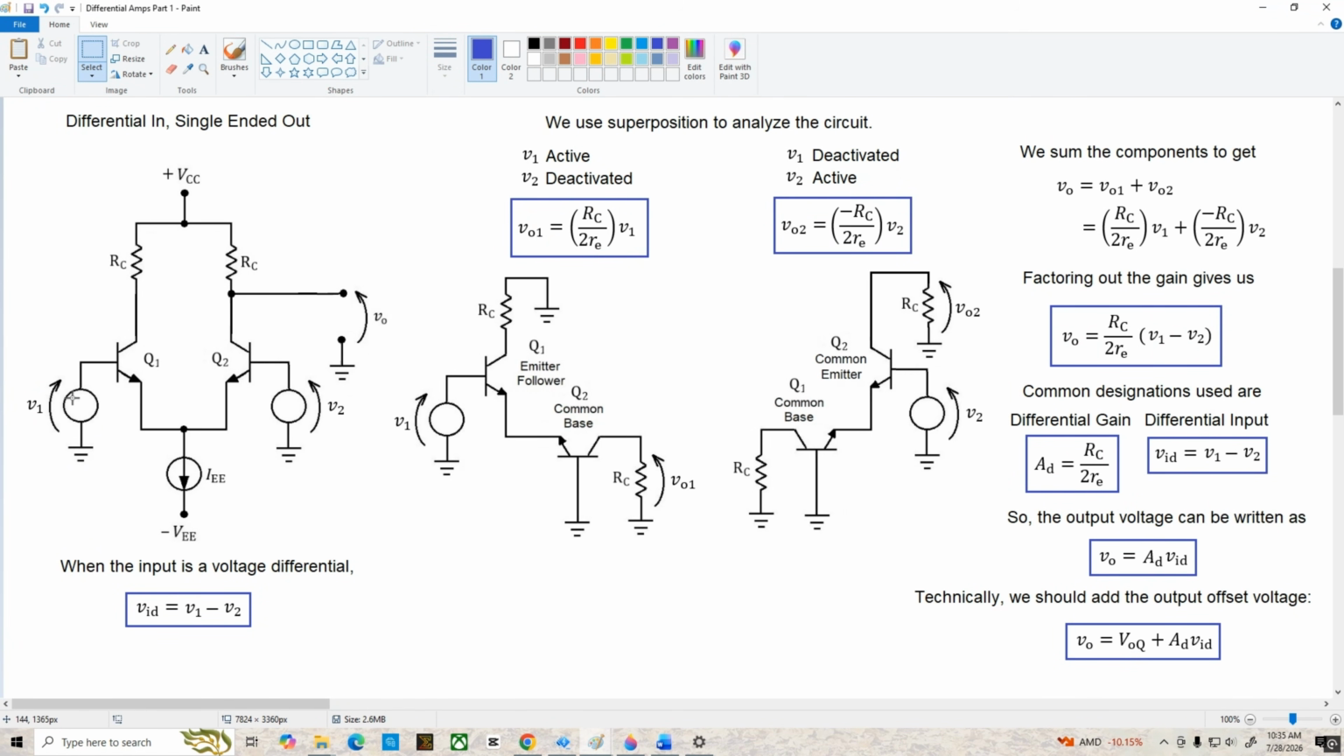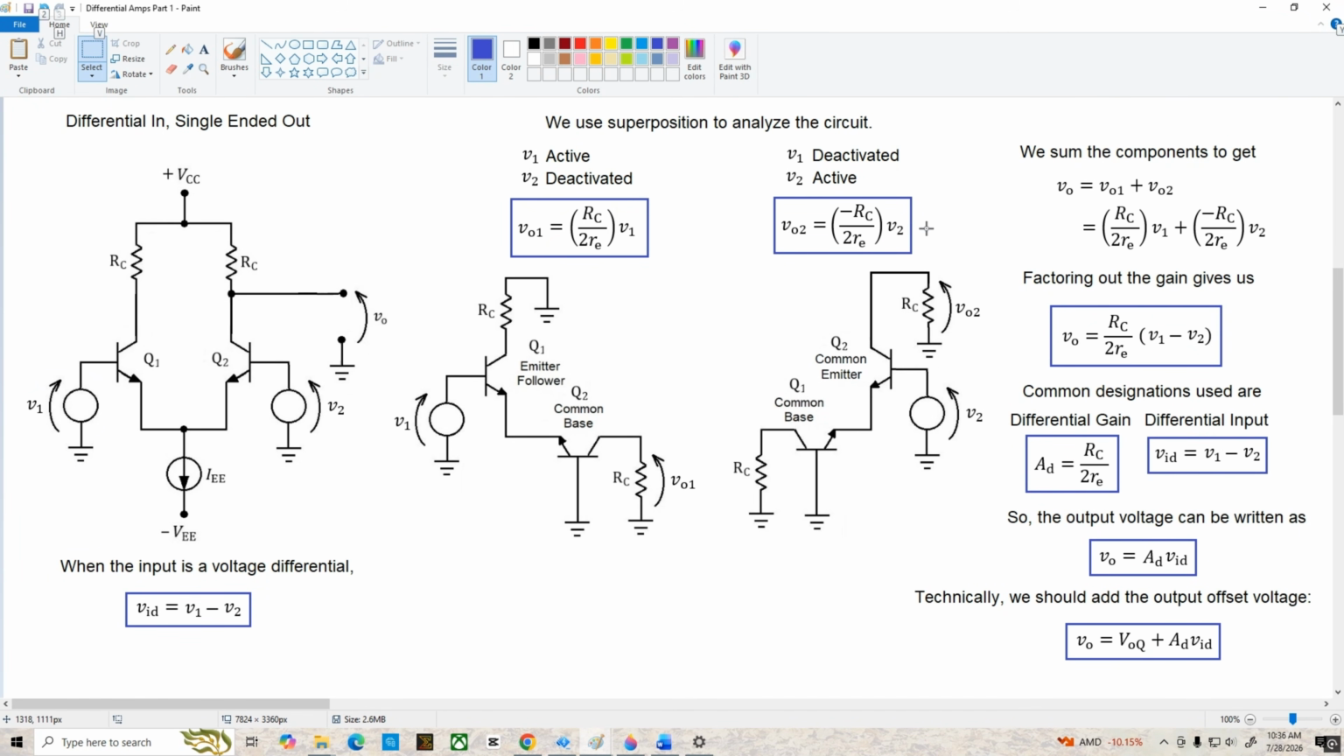Now, if we deactivate V1 and reactivate V2, we get this equivalent circuit here, and this is essentially the same thing as the second version of the single-ended input, single-ended output circuit we looked at previously. The gain for that configuration was negative RC over 2 little re. So V out in response to V2 acting alone is the gain times V2. And remember, we're disregarding any DC offsets in the output at this time. We can account for that later on.